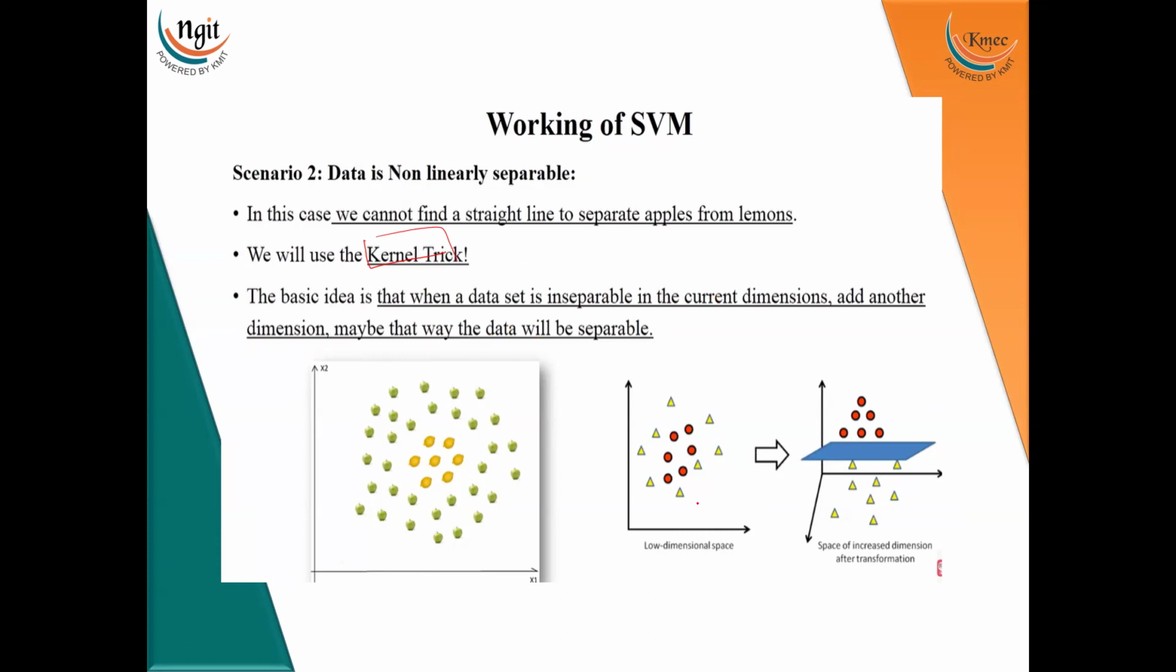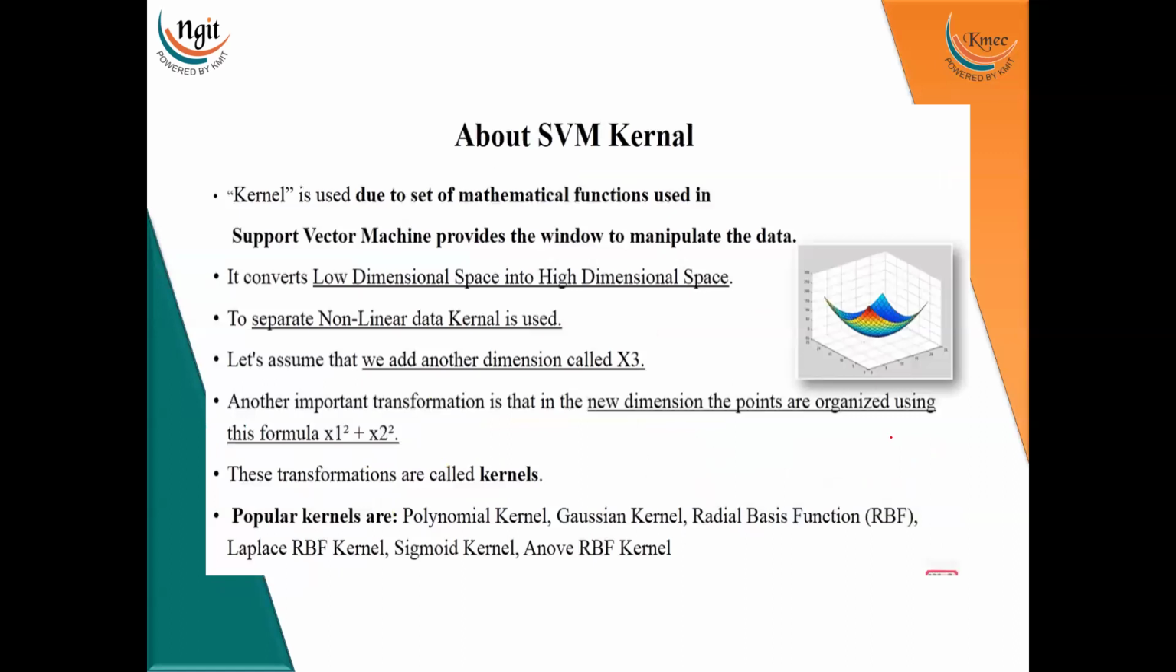So see here, it is two dimensional. We have added one more dimension and the space has increased, so we will get an optimal hyperplane. This is how SVM works with a two-dimensional non-separable space. And the kernel is a set of mathematical functions in the support vector machine. It provides the window to manipulate the data. It converts a low dimensional space into a high dimensional space.